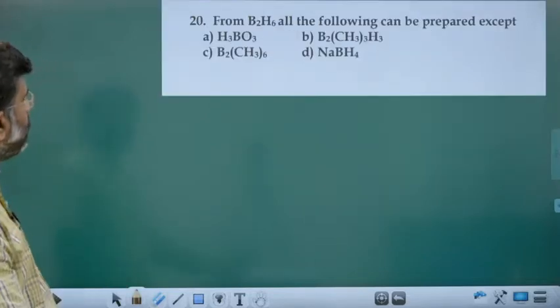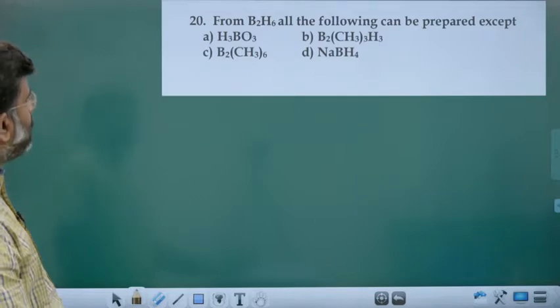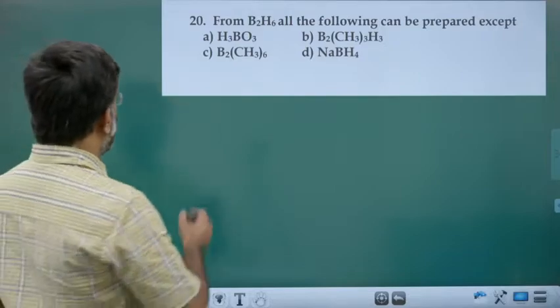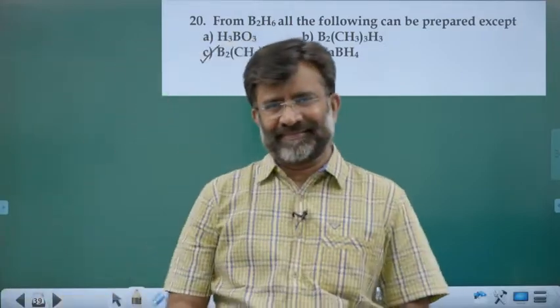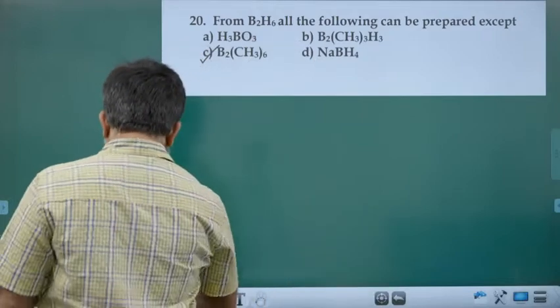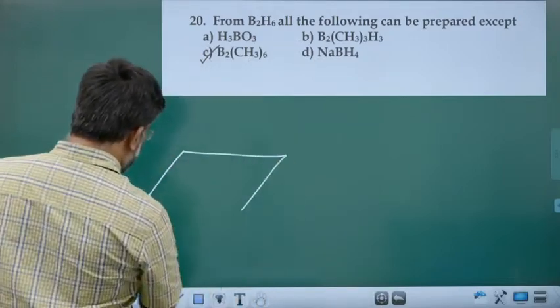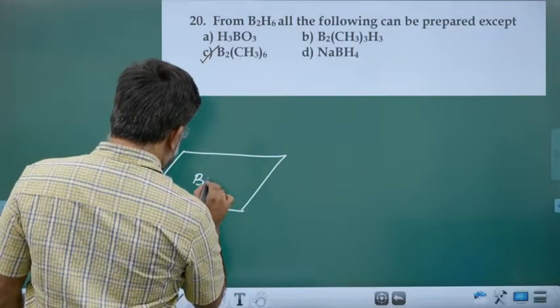Next question. From B2H6, all the following can be prepared except. You can prepare all except this. This you can't prepare. You see, diborane is a delicate molecule. This is diborane.